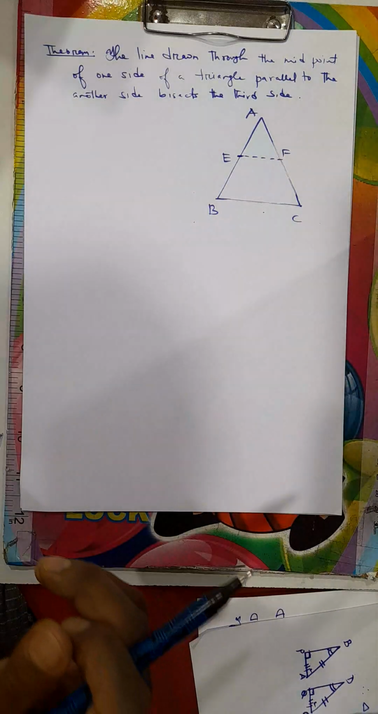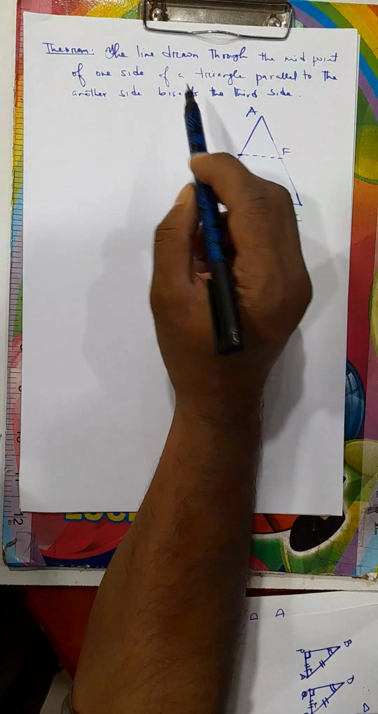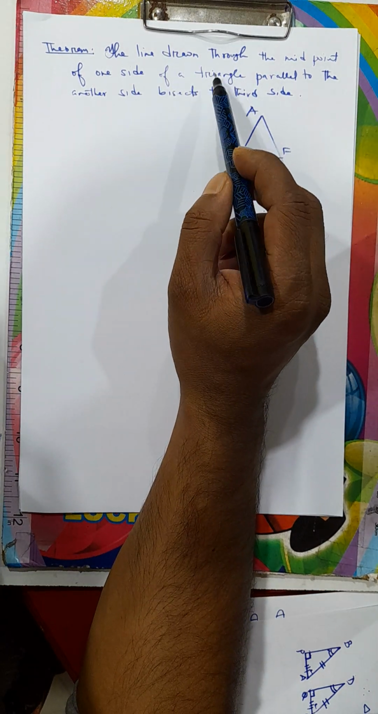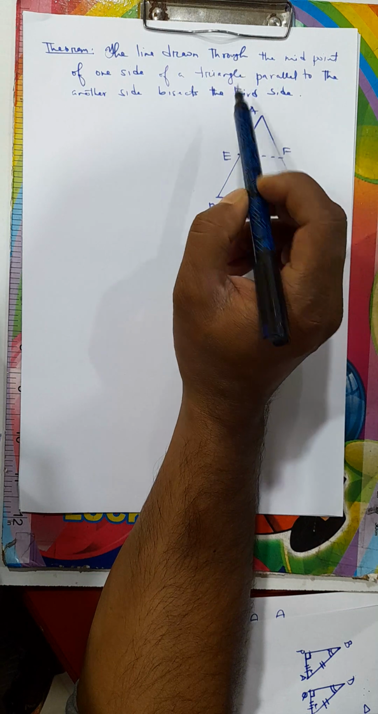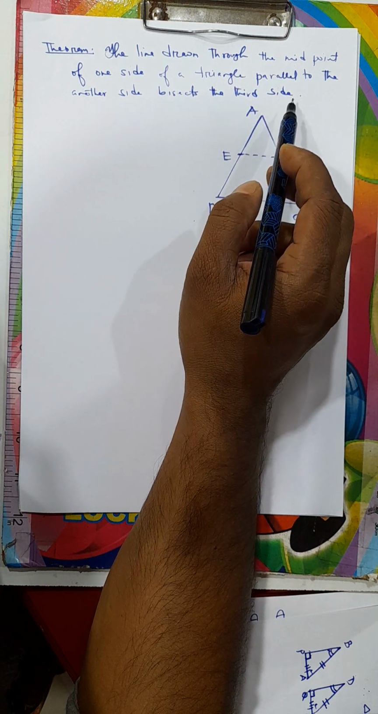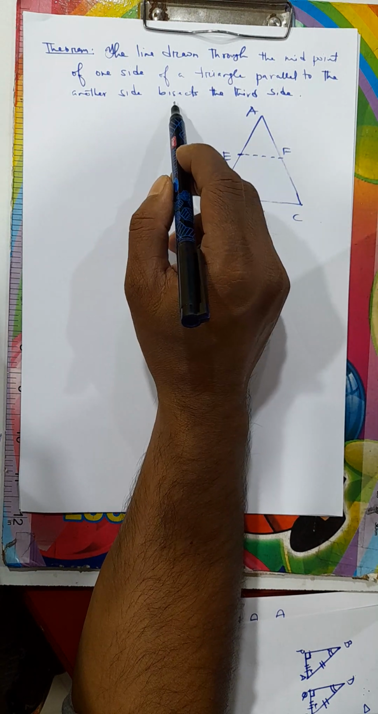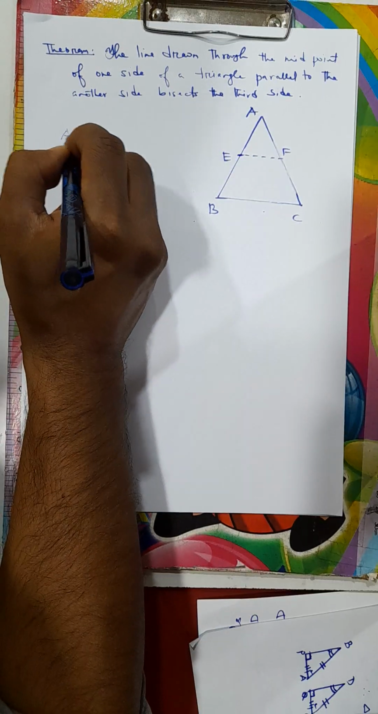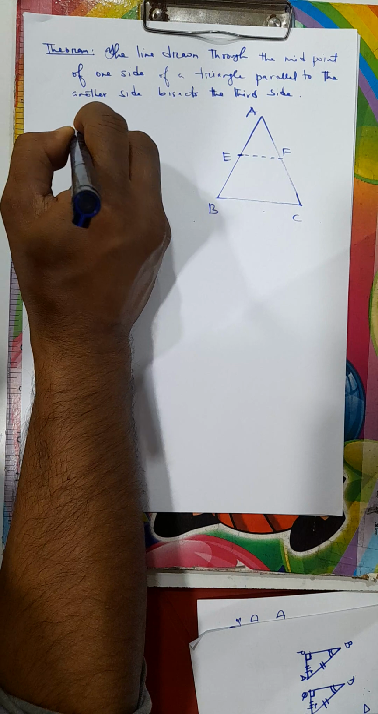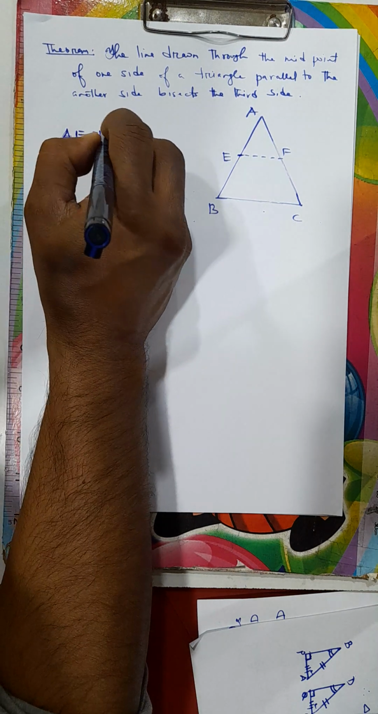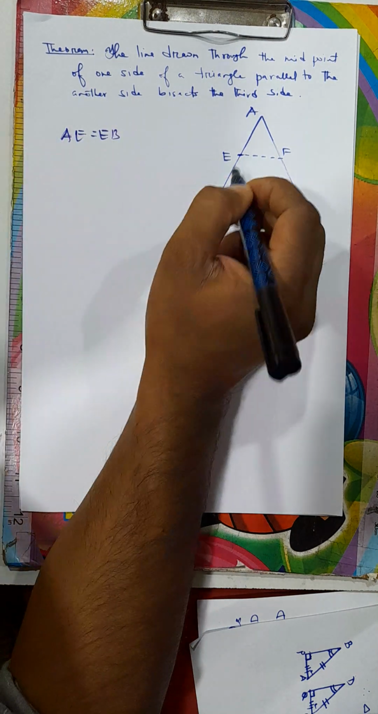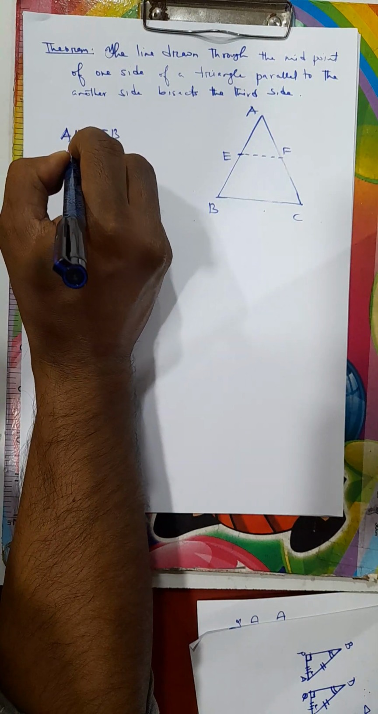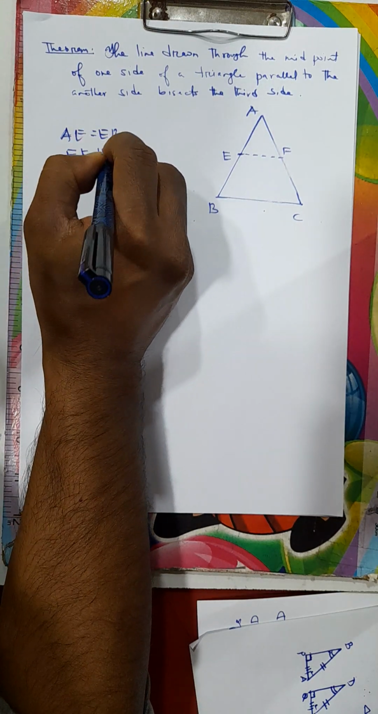Now let us consider the converse of this theorem, the theorem we discussed earlier. The line drawn through the midpoint of one side of a triangle parallel to another side bisects the third side. Now here AE equal to EB. That means E is the midpoint of AB. And furthermore, EF is parallel to BC.